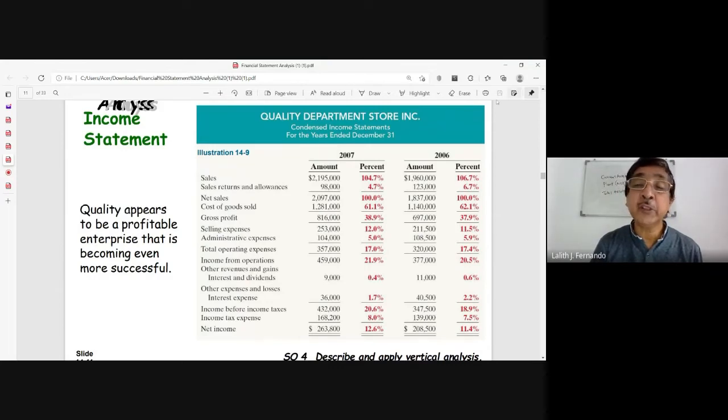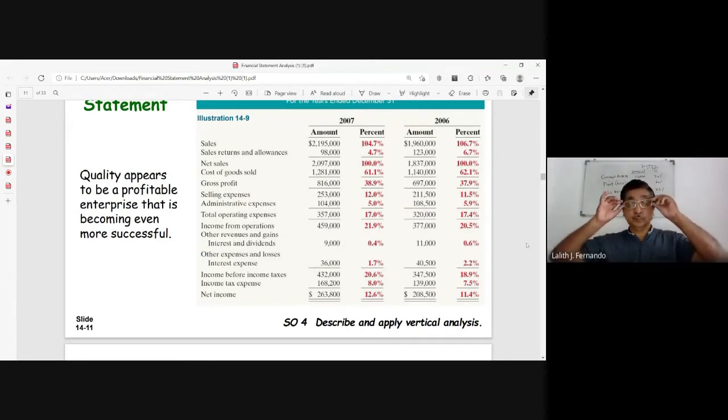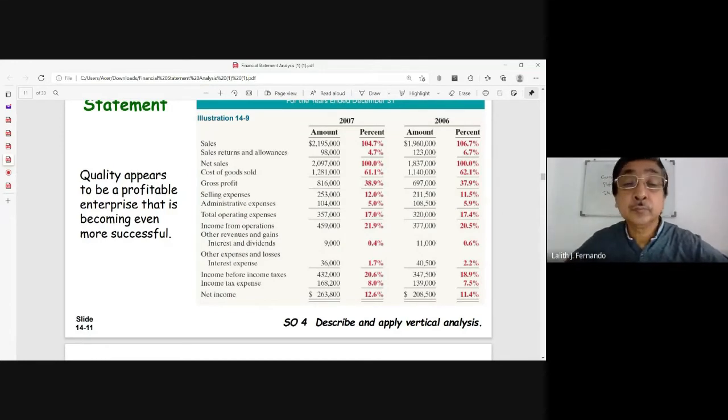Right now, we go to the income statement for the vertical analysis. Now, there net sales has been taken as the base, and sales returns can be given as a percentage of that.